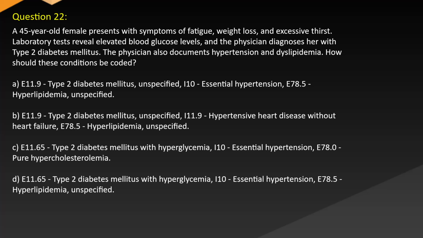A. E11.9, type 2 diabetes mellitus unspecified, I10, essential hypertension, and E78.5, hyperlipidemia unspecified. B. E11.9, type 2 diabetes mellitus unspecified, I11.9, hypertensive heart disease without heart failure, and E78.5, hyperlipidemia unspecified. C. E11.65, type 2 diabetes mellitus with hyperglycemia, I10, essential hypertension, and E78.00, pure hypercholesterolemia. D. E11.65, type 2 diabetes mellitus with hyperglycemia, I10, essential hypertension, and E78.5, hyperlipidemia unspecified.